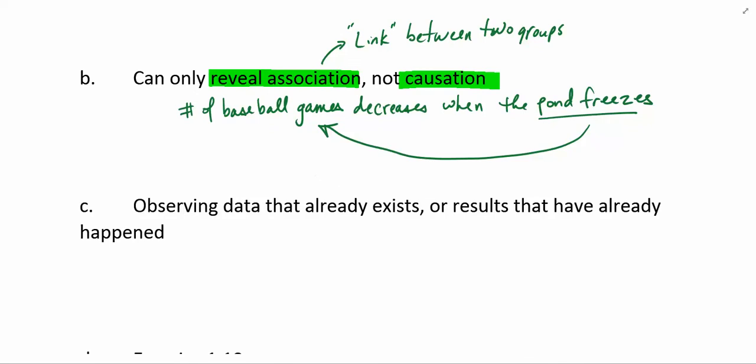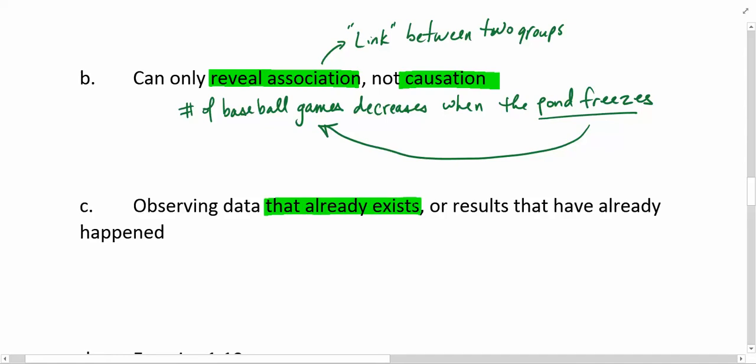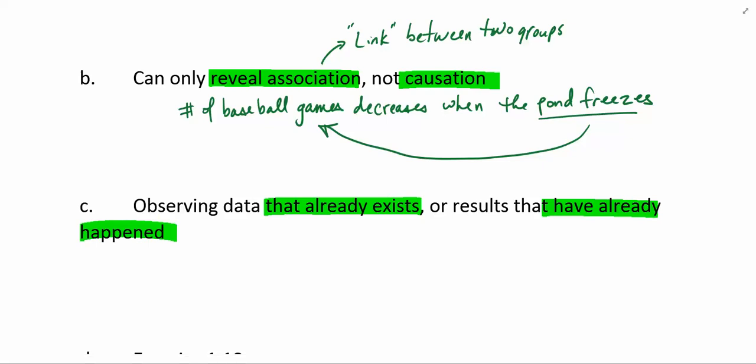And the final piece of information about observational studies is that observational studies simply observe data that already exists, or we're looking at results that have already happened. We're not doing anything to generate new data or generate new results. We're simply observing those that already have happened.